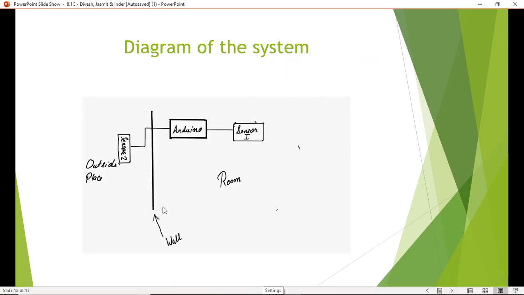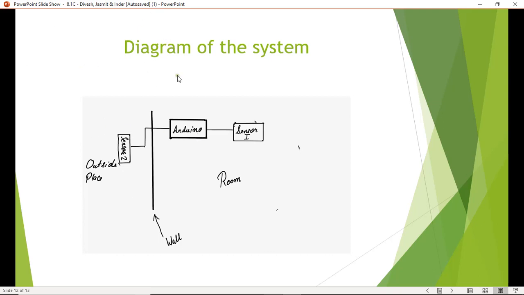This is the diagram of our system. Here is our Arduino, the brain that's going to work. This is our outside sensor. This is our inside sensor. Here is the wall. Basically, this Arduino is going to do all the work. It's going to compare both the data sets collected by this sensor and that sensor, and then take the decision whether the appliance has to turn on or off. It means either the LED has to be on or off.